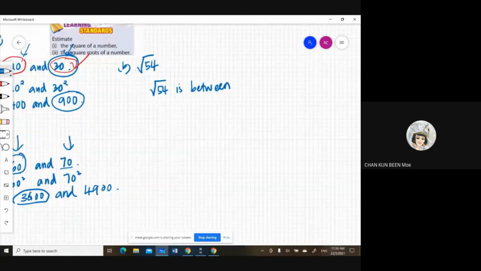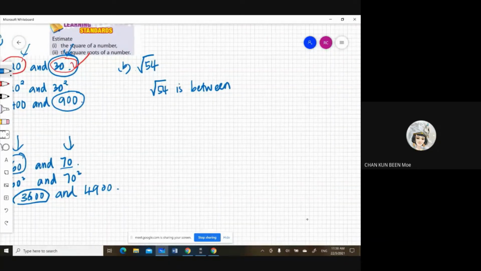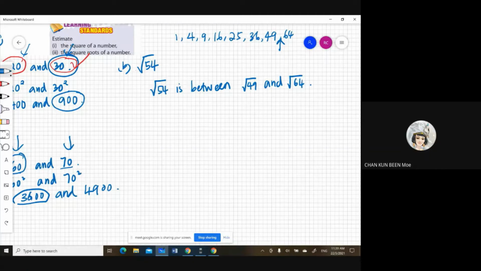okay, before 54, you remember all the perfect squares, right? We have 1, 4, 9, 16, 25, 36. After that, 49, 64, and so on. So you can see 54 actually falls in between 49 and 64. So I'm going to write down square root of 54 is between the square root of 49 and square root of 64.